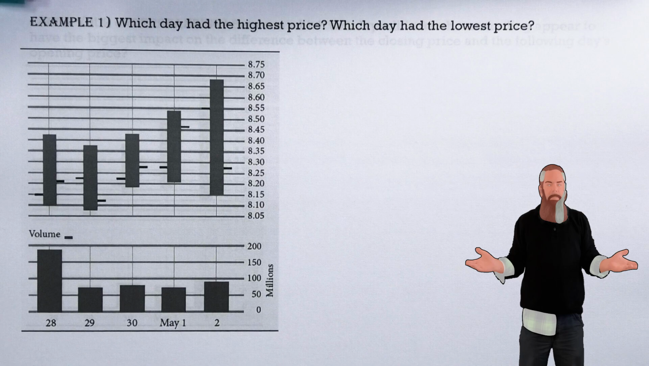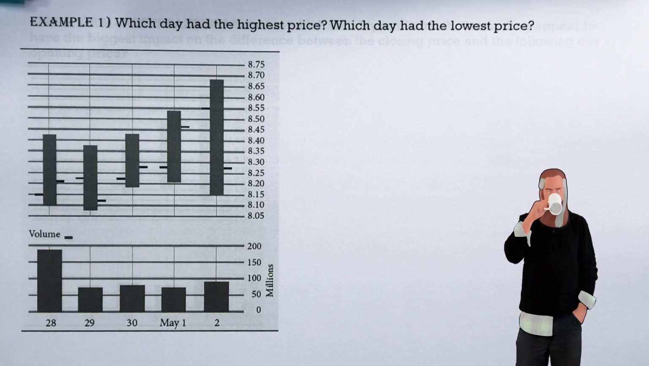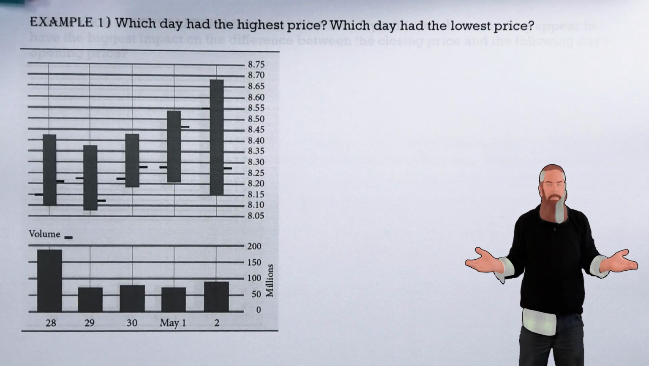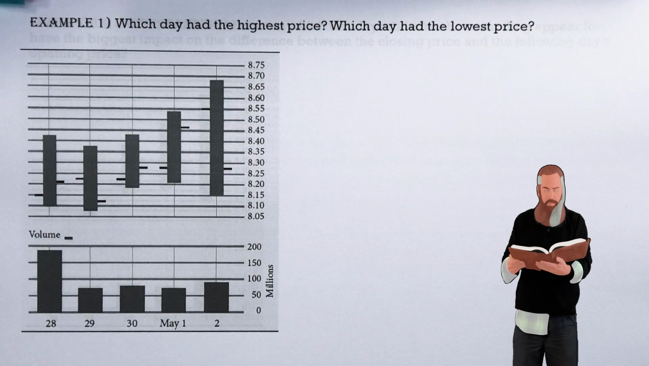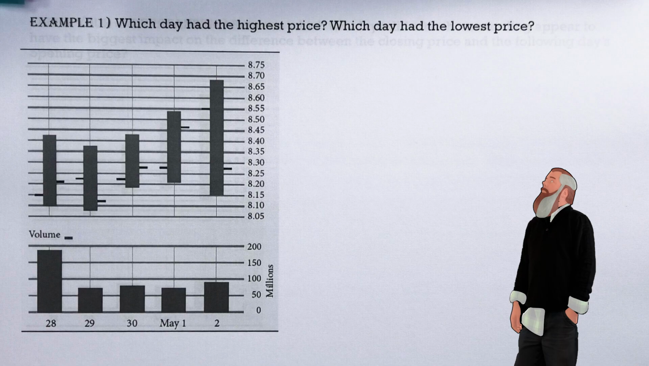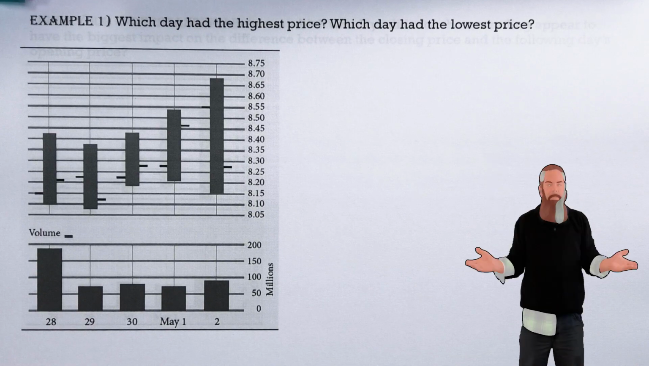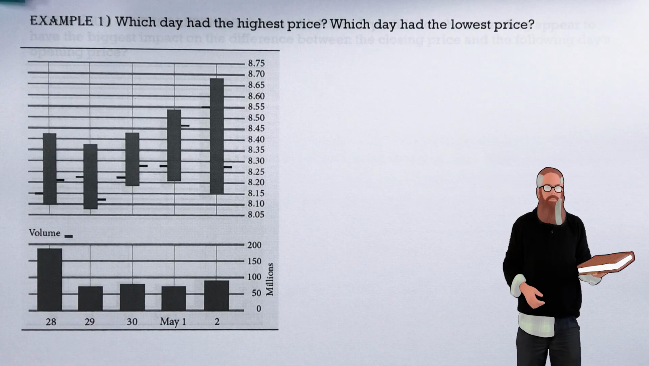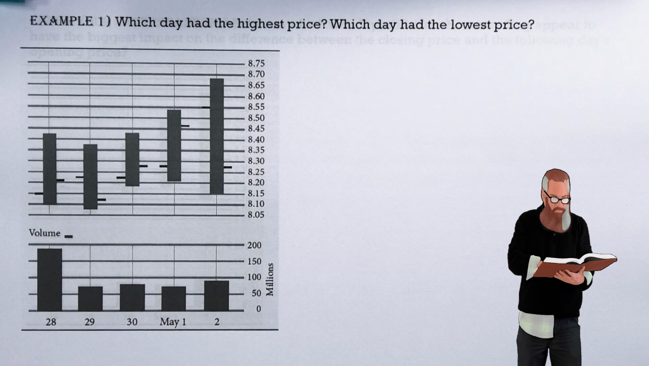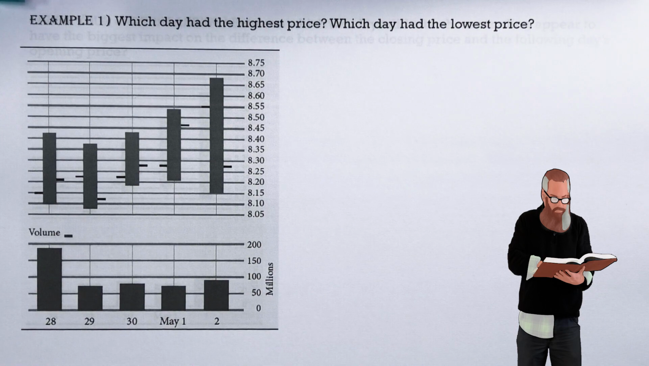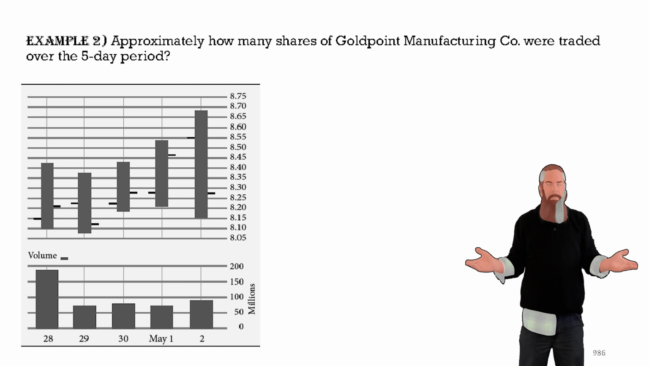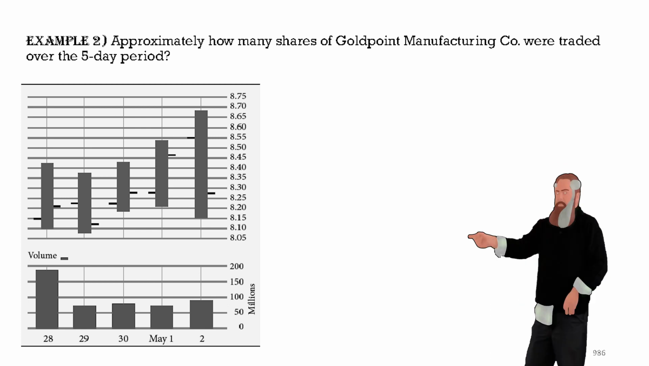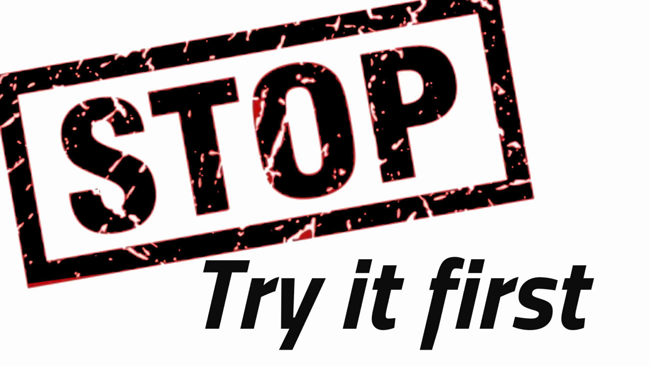The top portion of this chart shows the day's trading prices. Because the top of each bar represents the day's high price, the highest price for the week was May 2nd. The bottom of each bar represents the day's low price, so the low price for this week was on April 29th. So approximately how many shares of Goldpoint Manufacturing Company were traded over the 5-day period?